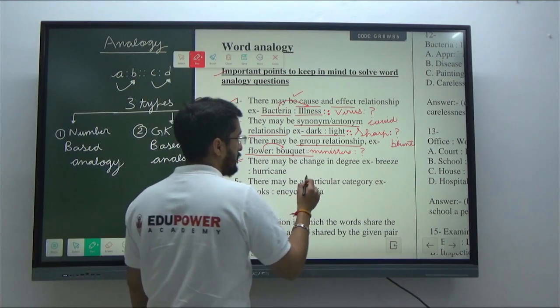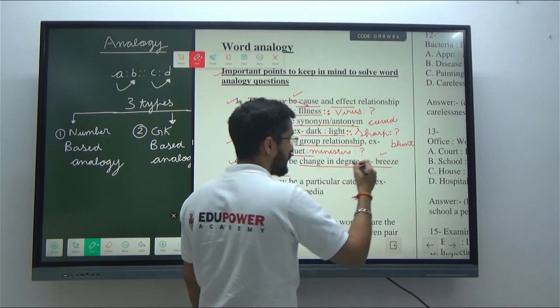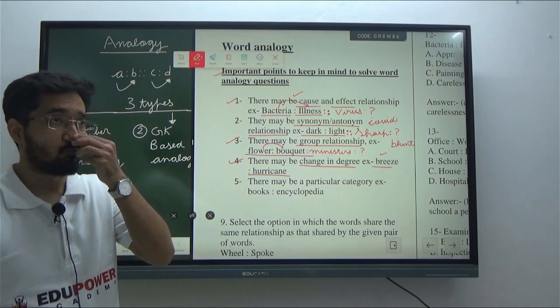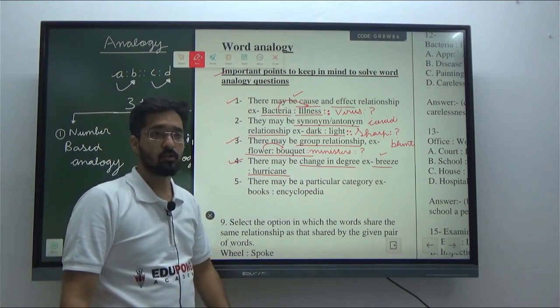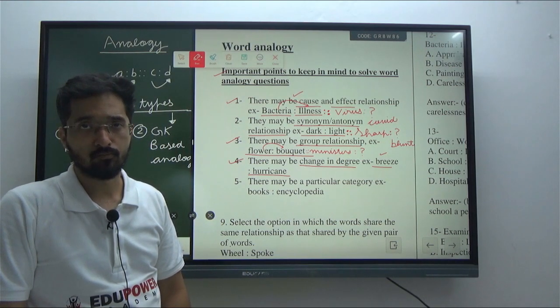Next, there may be a change in degree. Example, breeze is to hurricane. So when wind blows slowly, it is called a breeze. When it blows fast, it is called a hurricane. Breeze is to hurricane.